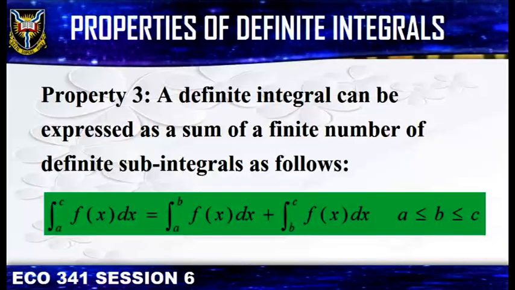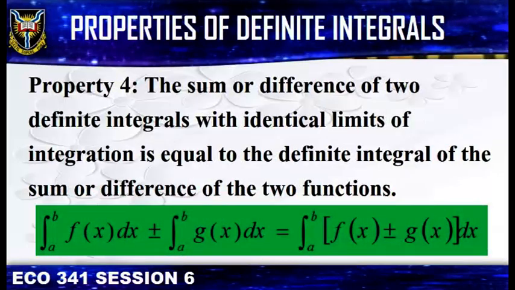Property 3. A definite integral can be expressed as a sum of a finite number of definite sub-integrals as follows. Integral f of x dx, upper limit c, lower limit a, is equal to integral f of x dx, upper limit b, lower limit a, plus integral f of x dx, upper limit c, lower limit b, where a is less than or equal to b, less than or equal to c.